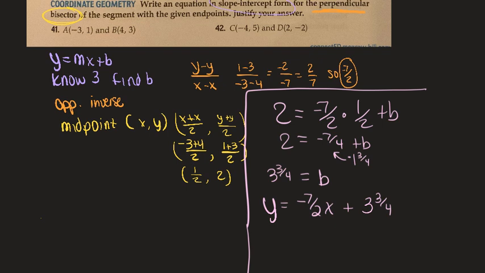All right, now the video is going to stop, and it's going to be your turn to do 42 all by yourself. You've got to find the opposite inverse, find the midpoint, use that to know 3, find b, and come up with your equation.